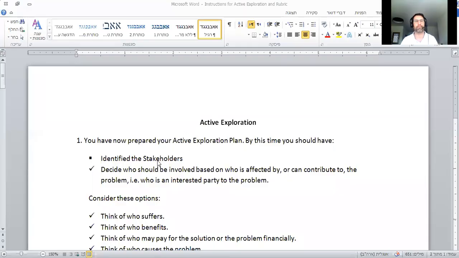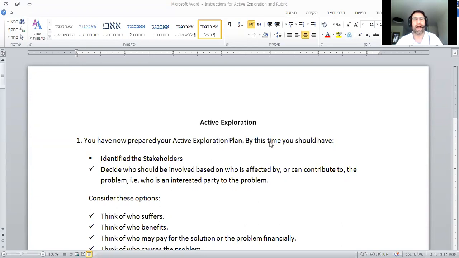You have prepared your planning stage for the active exploration, and now you're going to be moving into the active exploration itself. So let's move to the document which explains what exactly you need to do. So here we are. By now, you have prepared your active exploration plans, and by this time, you should have done the following.